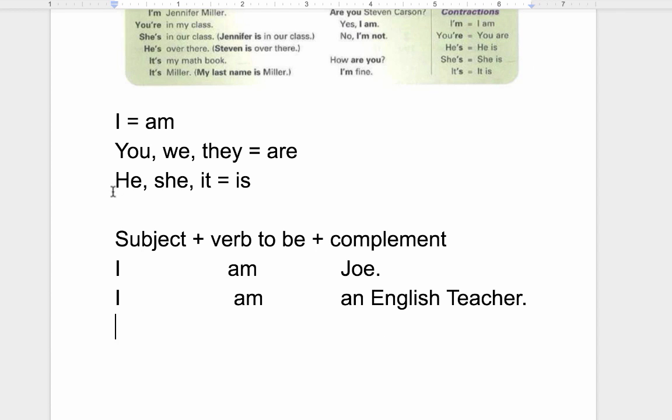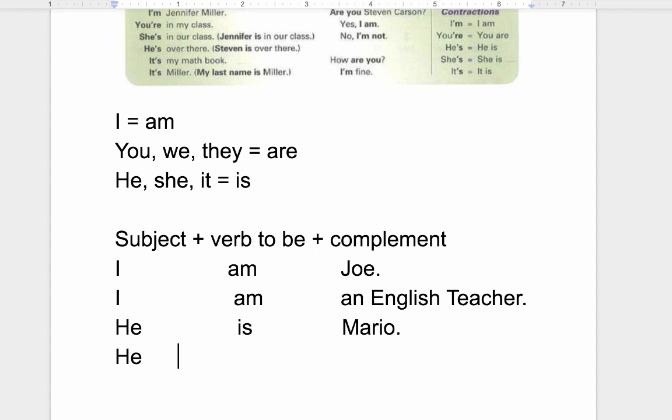Now I'm going to give an example with he. He is the subject of our sentence. And if you remember, for that, we're going to use the verb to be is. He is. And we're going to say Mario. That's his name.